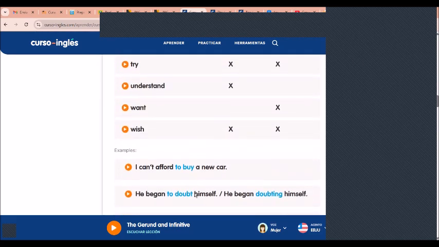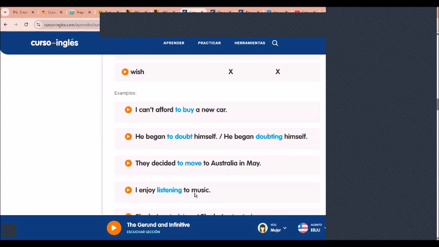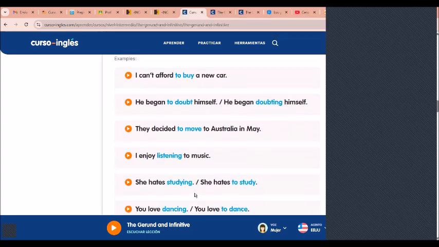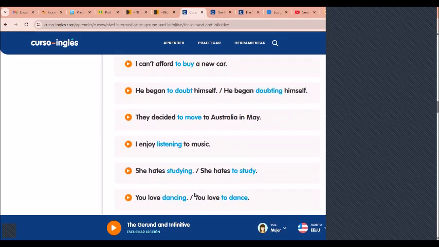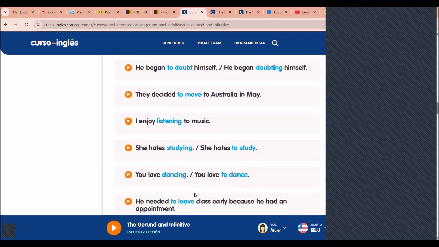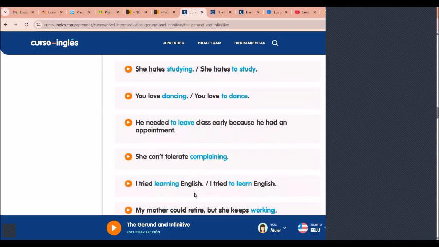Now let's start with examples. Vanessa, some examples of these infinitives, gerunds, and both. All right, read for us. I can afford to buy a new car. He began to doubt himself. He began doubting himself. They decided to move to Australia in May. I enjoy listening to music. She hates studying. She hates to study. Good. You love dancing. You love to dance. Continue.